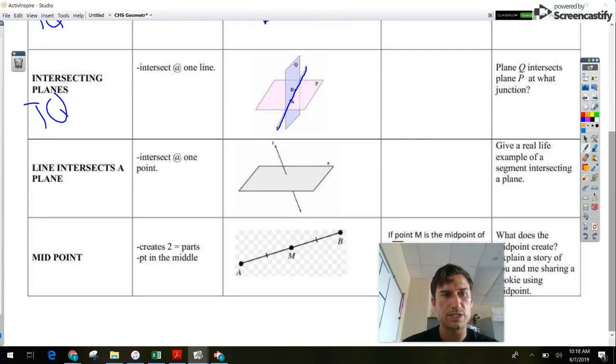And then when a line intersects a plane, it intersects at one point, so it just kind of punches through, boom, right there. So that's pretty easy.